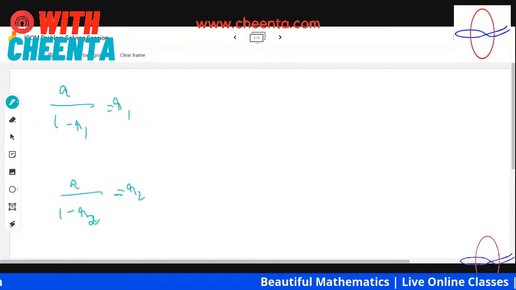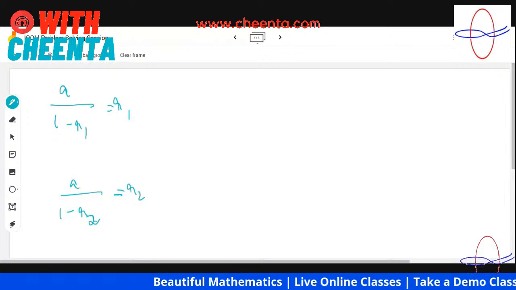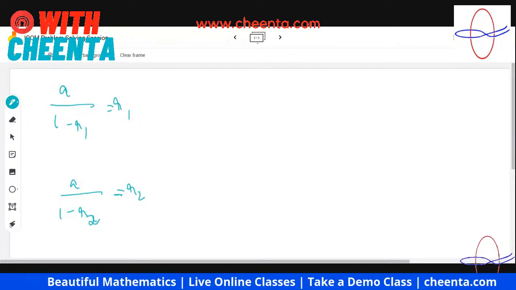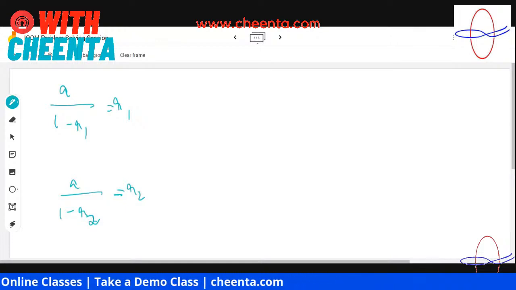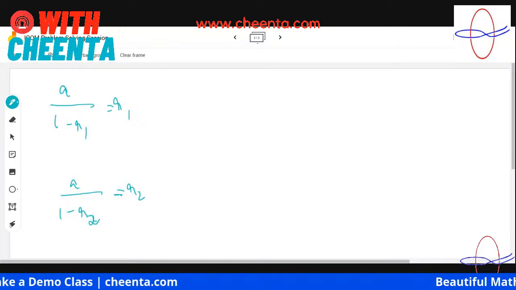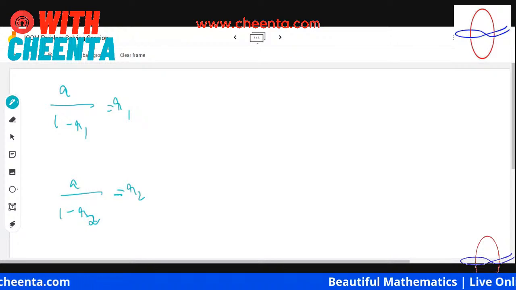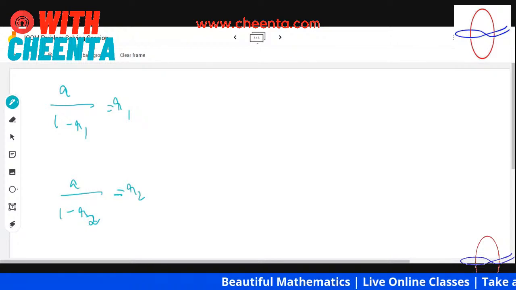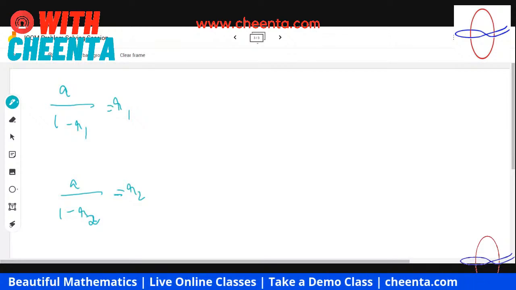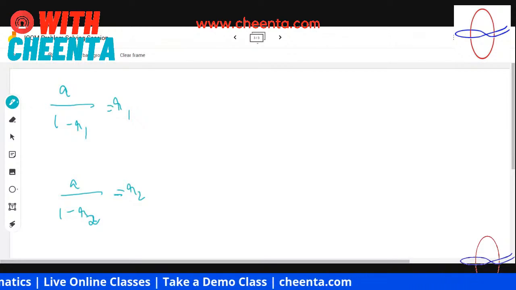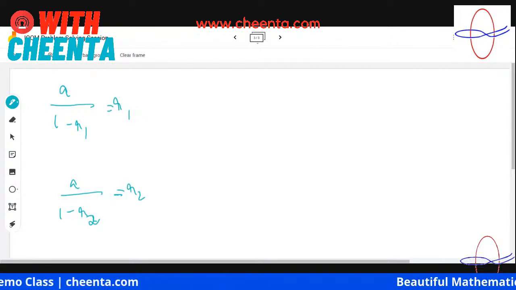Okay, so that's the idea. All of you understood this step, why it's going towards A by 1 minus R1? Did you understand, guys? Tishika, Ayan, Ahana, did you understand? Any doubts? Okay, so now think about this problem, guys.